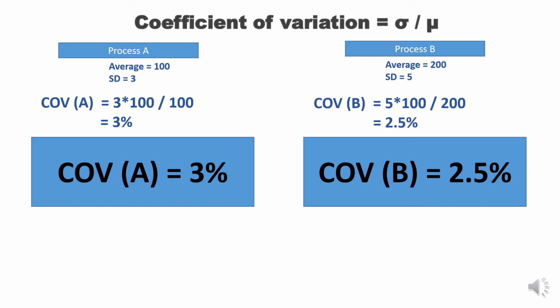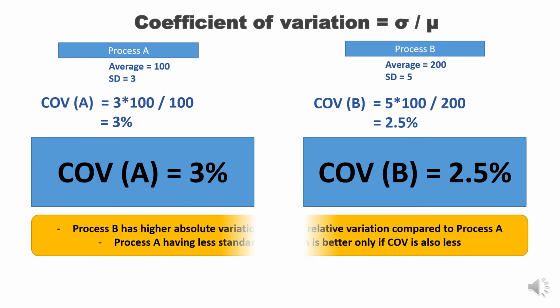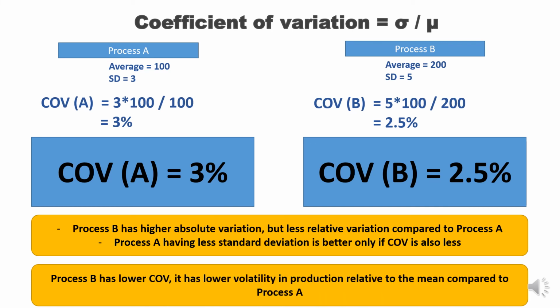By seeing these values, you can tell which process is having less variation. Process B has a lower coefficient of variation compared to process A. So process B is the best because it has a lower coefficient of variation. Process A has a standard deviation of 3, but its coefficient of variation is higher than process B. So process B is the best as per the calculation of coefficient of variation.